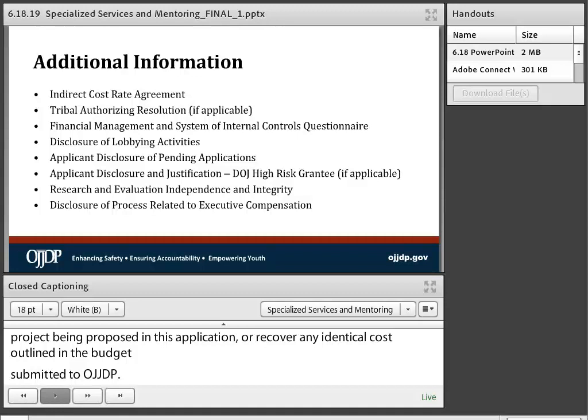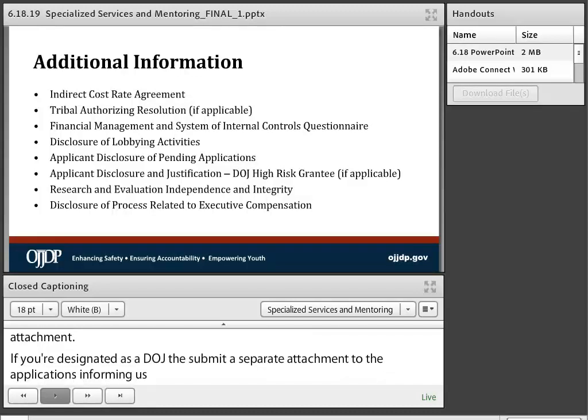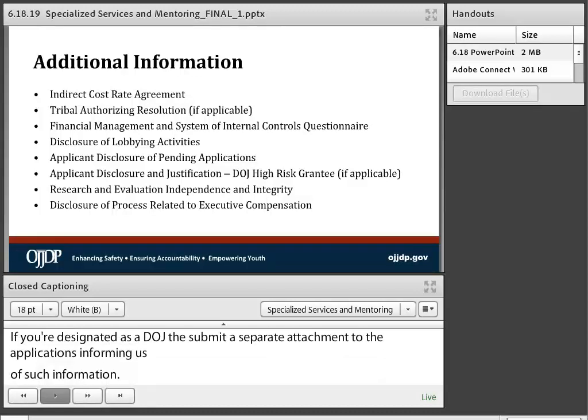If you are designated as a DOJ high-risk grantee, please submit a separate attachment to your application informing us of such information. If you are proposing research, including research and development or evaluation, you must demonstrate research evaluation independence and integrity, including appropriate safeguards before receiving any funding. So that's any research or evaluation.